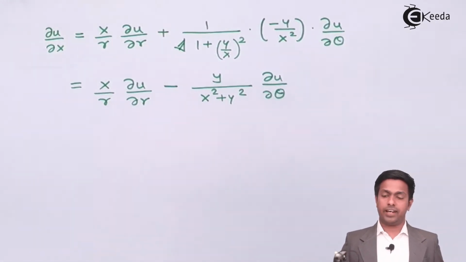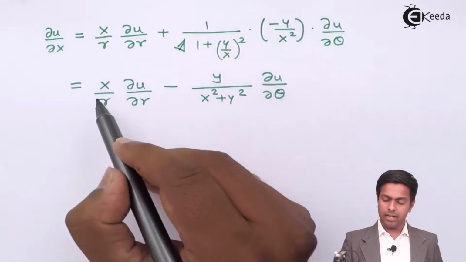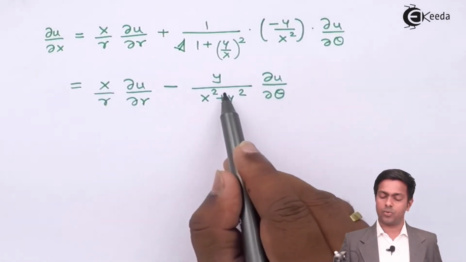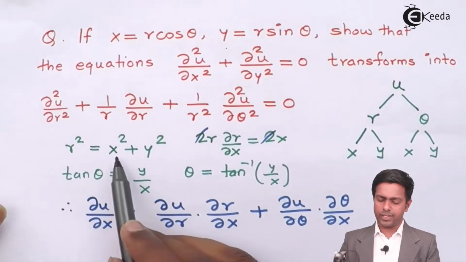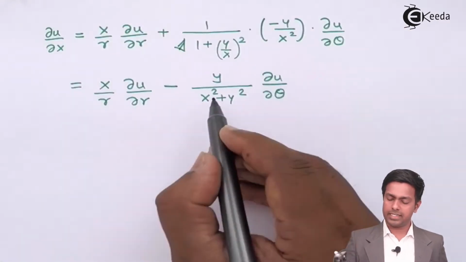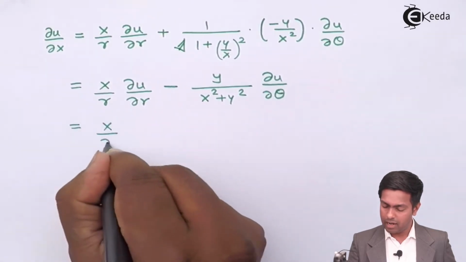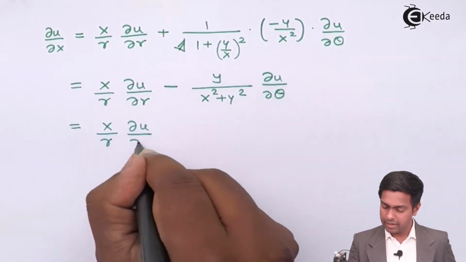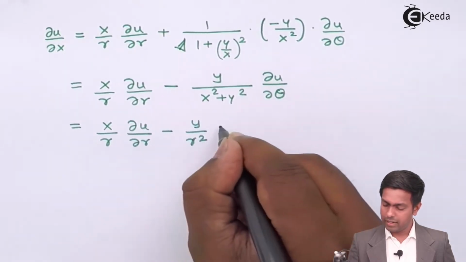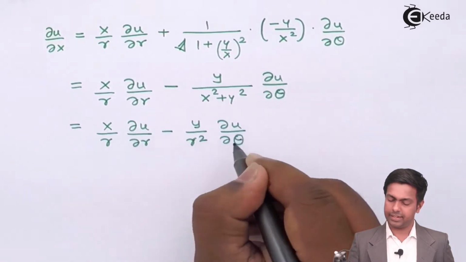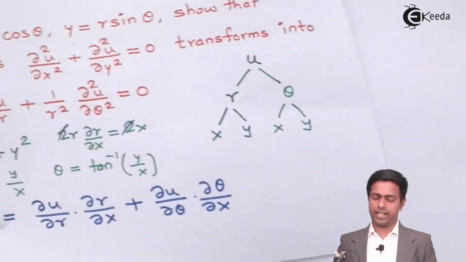Now guys, if I resubstitute the terms, then you can see that here we got the value of x by r, and here we are getting the value of x square plus y square. Now we have the value for x square plus y square, which is r square. So here we'll get x upon r ∂u/∂r minus y upon r square ∂u/∂θ. Now after this, here in the numerator we have x and y.